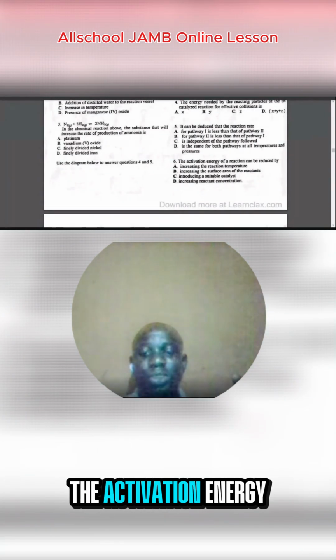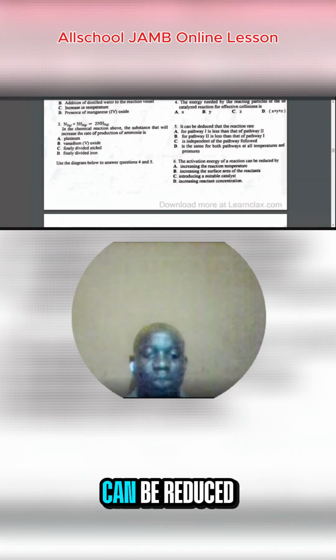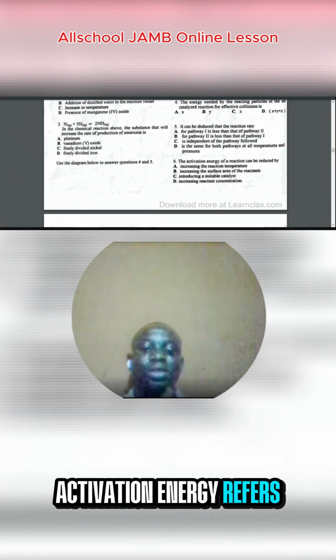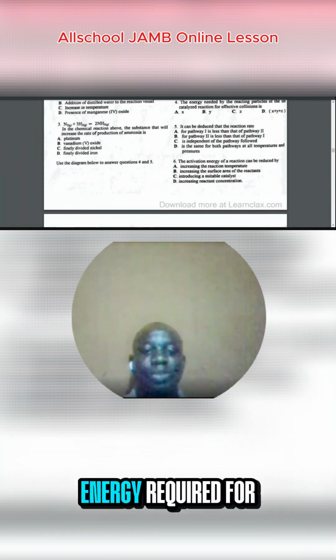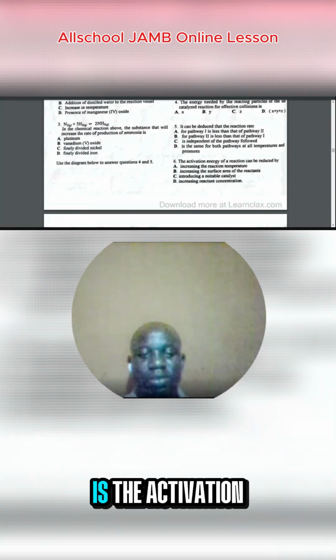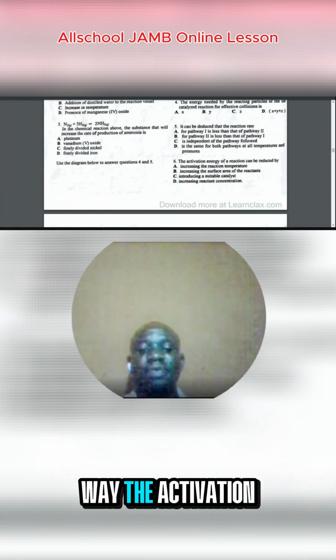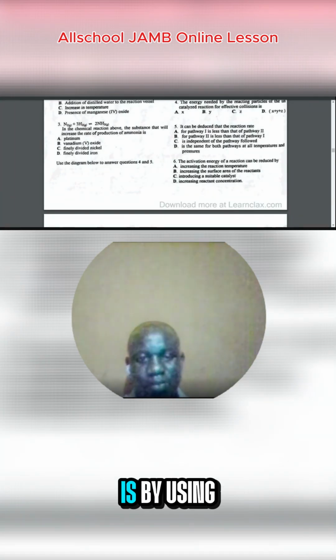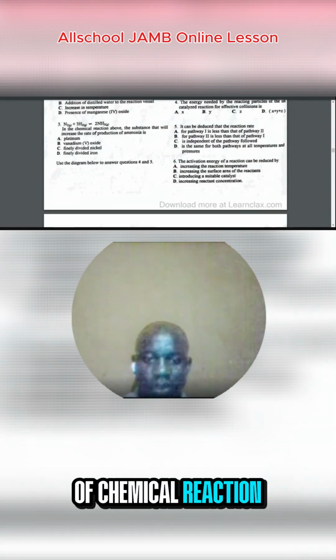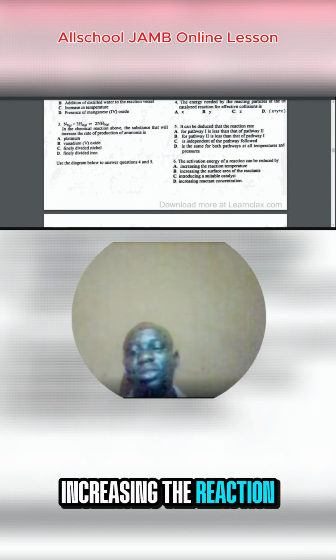Number 6 says the activation energy of a reaction can be reduced by what? The last time we talked about activation energy too. I would say activation energy refers to the minimum energy required for a chemical reaction to occur. So if a chemical reaction will occur, the minimum energy required by the reacting particles is the activation energy. And the only way the activation energy can be lowered is by using catalyst. Addition of catalyst lowers the activation energy of the reaction. Remember, for option A, increasing the reaction temperature.